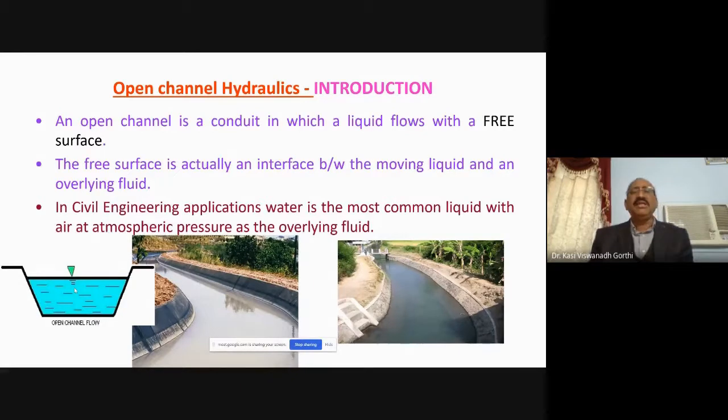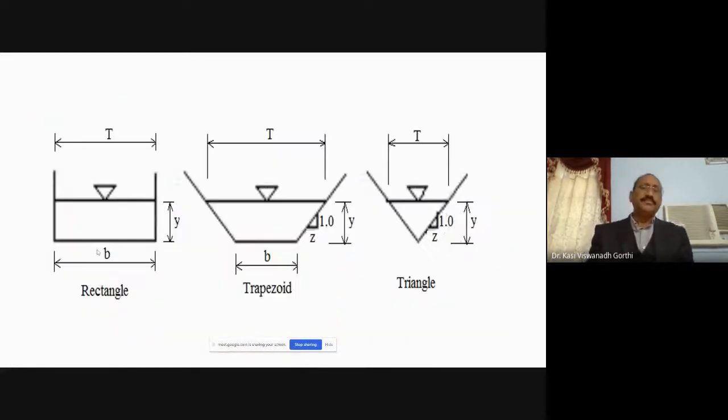In civil engineering applications, water is the most common liquid, with air at atmospheric pressure as the overlying fluid. So you have the atmospheric pressure here, and you have the flowing liquid, which is water. Mostly in civil engineering applications, whether it is flow of water in a stream, in a river, or in a canal, we deal with water with a free surface, the interface, over which the overlying fluid is atmosphere. This is a very common application in civil engineering.